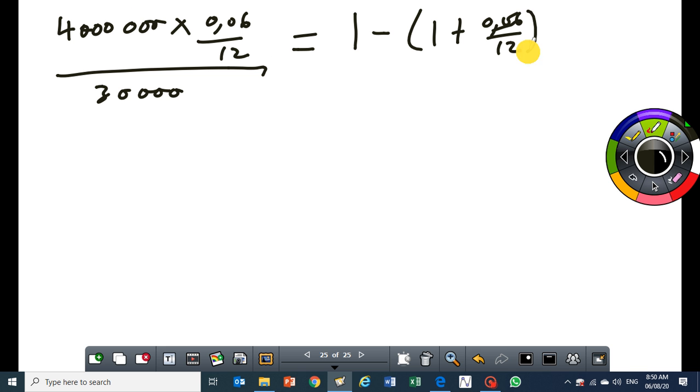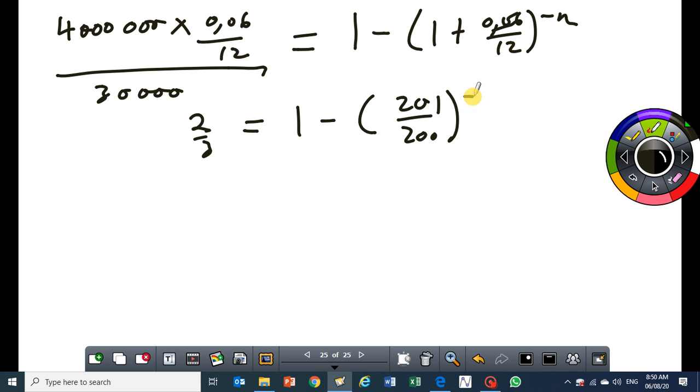Can you simplify that? It's 2 over 3, sir. So you get 2 over 3. Can you simplify what's inside the bracket? 201 over 200. 201 over 200 raised to the power of minus n.